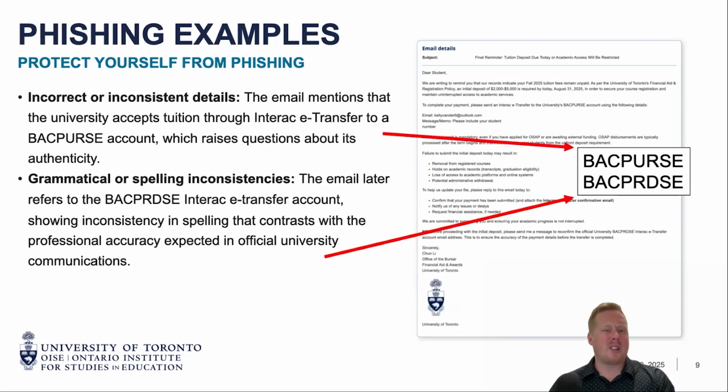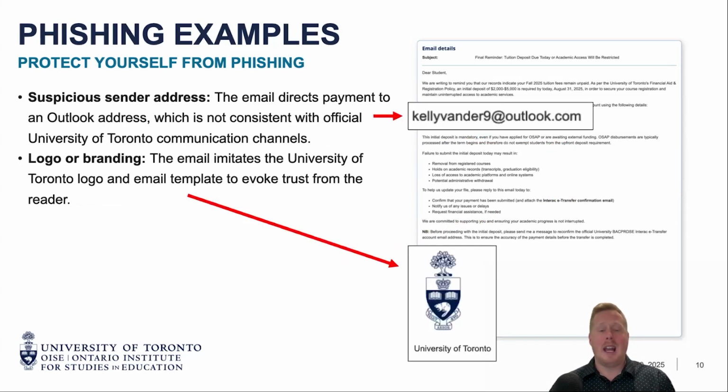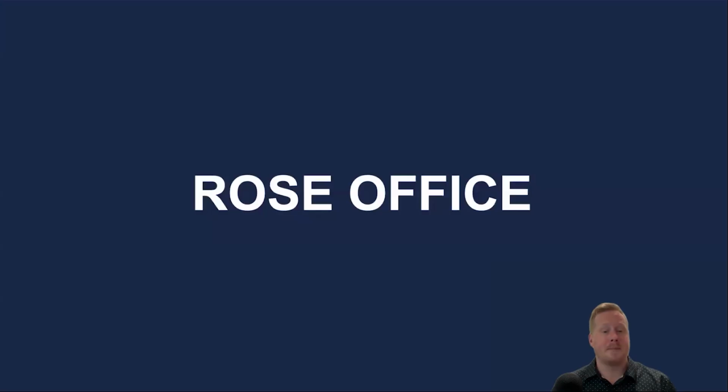There's also incorrect or inconsistent details throughout the email. So in this particular phishing email, they keep referring to an acronym, but they mistype it several times. And there's also grammatical and spelling inconsistencies throughout the email. And lastly, there is a suspicious sender address. Here you'll see the email was sent from kellyvander9@outlook.com. While if you're a student, you will always receive emails from official University of Toronto email addresses. There's also inconsistencies with logo and branding as mentioned, and they try really hard to make it look like a University of Toronto email.